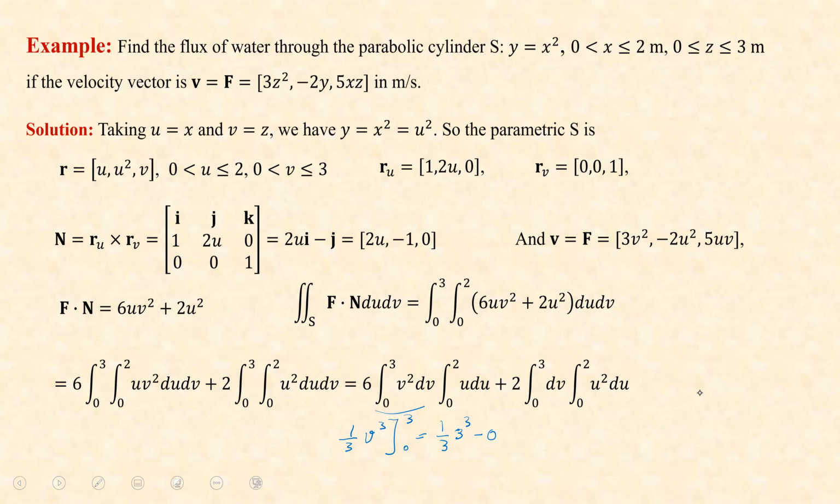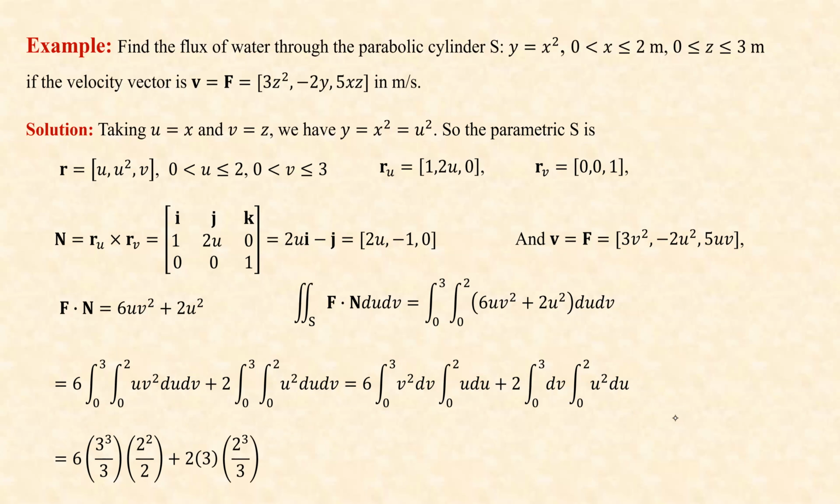And then the other one becomes 1/2 u squared, put u equal to 2. So it becomes 6 times 3 cubed divided by 3, 2 squared divided by 2, plus 2 times 3 times 2 cubed divided by 3. So calculate all the integrals, and the result is, this is just 9, this is 2, 9 times 12 becomes 108. The other one, the 3 cancels, becomes 2 to the fourth, which is 16. So 108 plus 16 is 124. The unit is meter cubed per second.